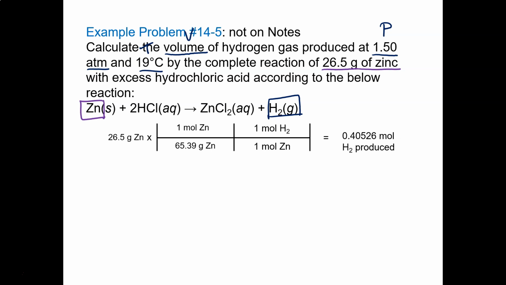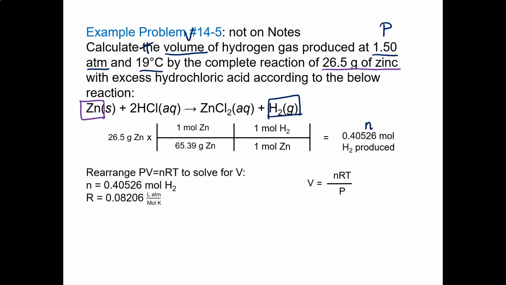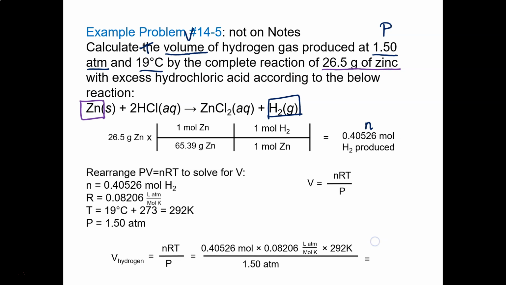Now, what should be the next step in this problem? The next step should be to use this new piece of information. So now this is our N. We have P, V, T, and N. I'm going to use PV equals nRT, and I'm going to first rearrange that to solve for V. And it should look like so. So now my new information: N, R, T, and P. And then the last thing is to just plug into the equation, and you should get a final answer that looks like that, 6.47 liter of H2.